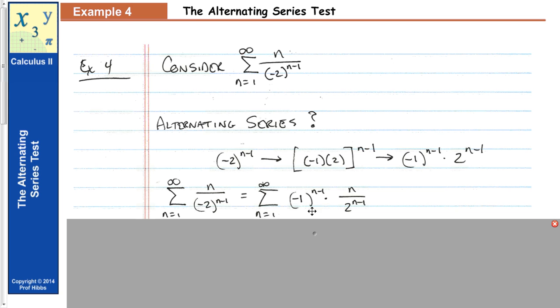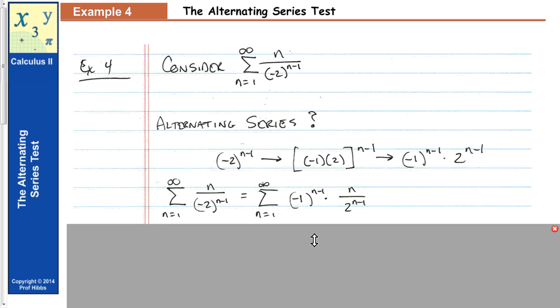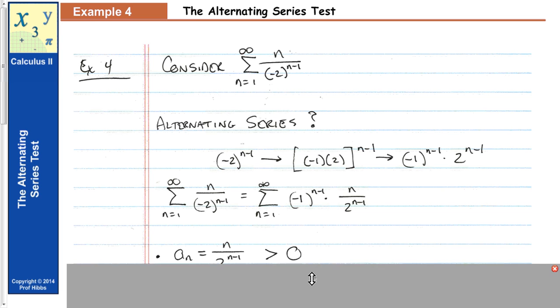Okay, so here we have the exponent on negative 1 that is a little different, but it's still going to alternate. When n is 1, this exponent is 0, so we have a 1, positive. When n is 2, this exponent is 1, so we have negative 1 to the first power, or a minus. And you see that it's going to alternate in that fashion. So it really is an alternating series, although it's disguised from us a bit.